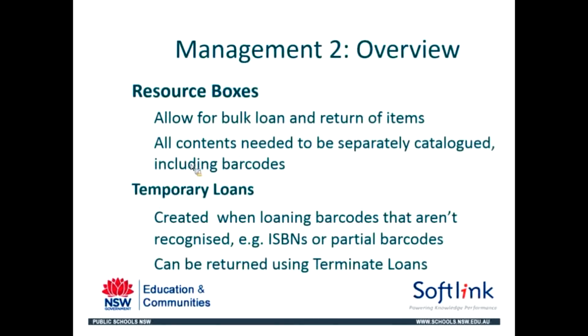Also, sometimes barcode scanners misscan. You might scan a barcode, only part of the barcode is recognised, and Oliver needs the full barcode in order to recognise it. At this point, it will attempt to create a temporary loan. Temporary loans will appear on someone's loans list. They'll appear as websites, and they'll also appear on overdue notices.